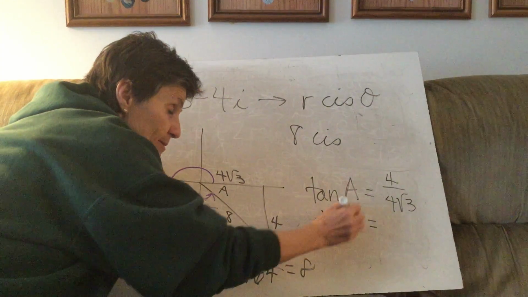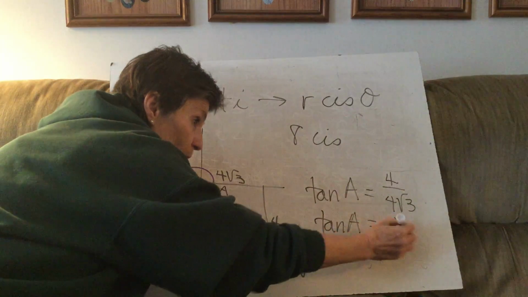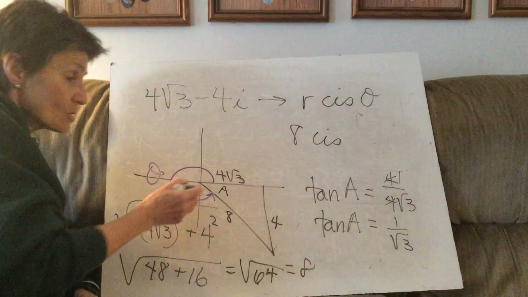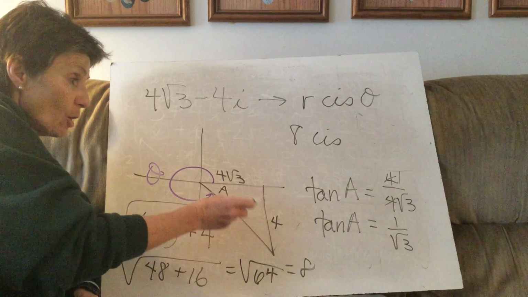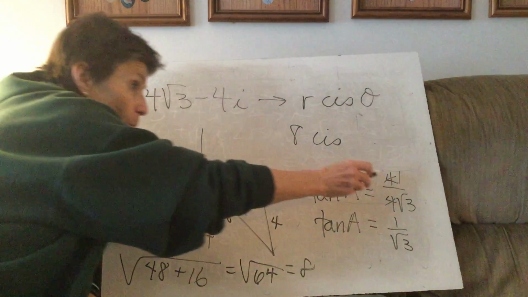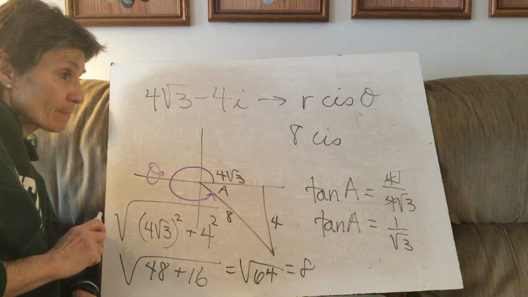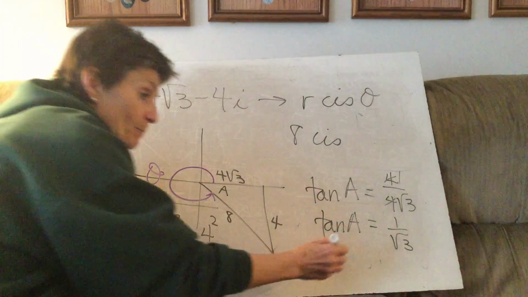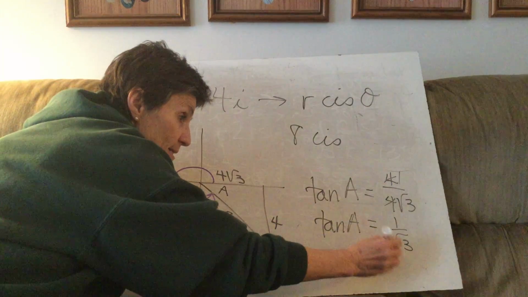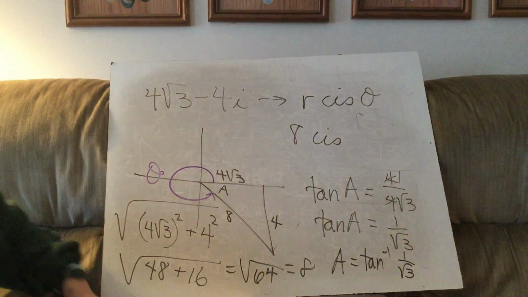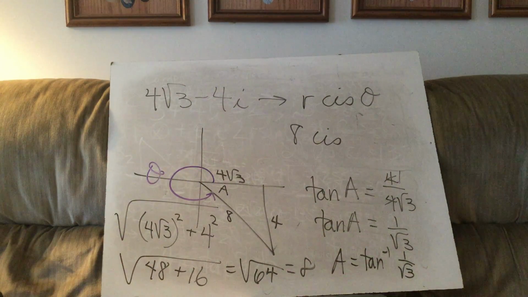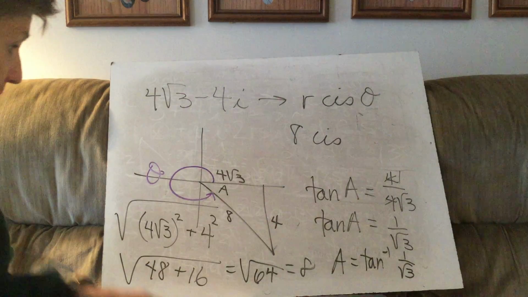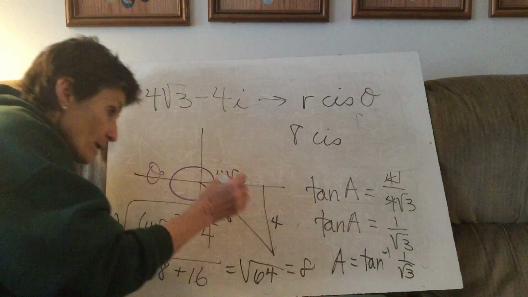So its tangent, this is going to make it easier for me if I reduce it, is 1 over root 3. The 4's cancel. So tangent is opposite over adjacent, so 4 over 4 root 3. I'm going to go ahead this time and cancel those to give me a simpler fraction. And then I will second tangent 1 over root 3 on my calculator. So second tangent 1 divided by the square root of 3. And that angle A turns out to be 30.